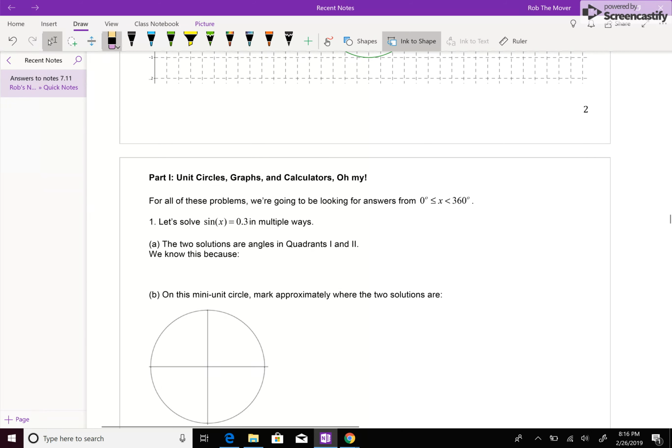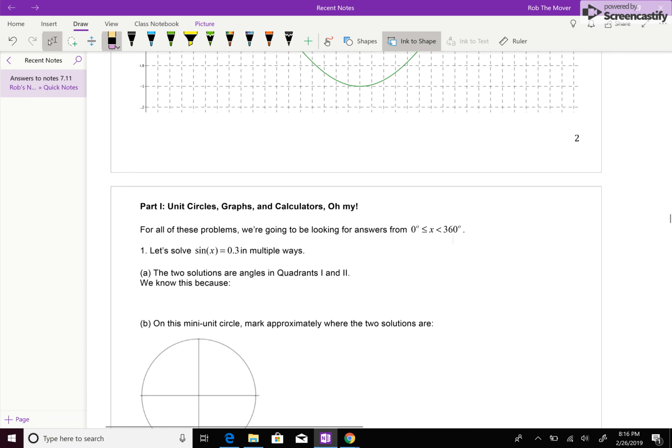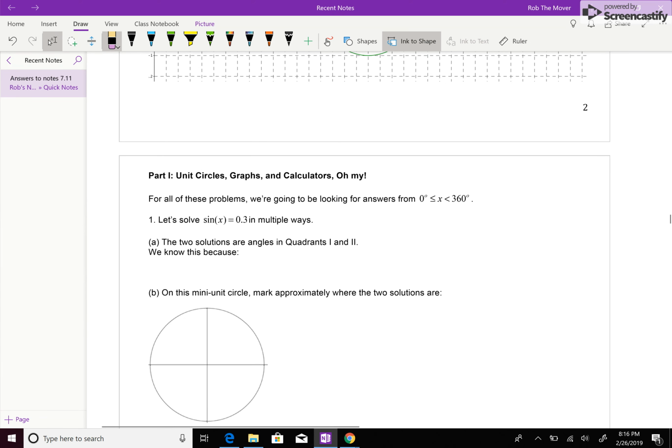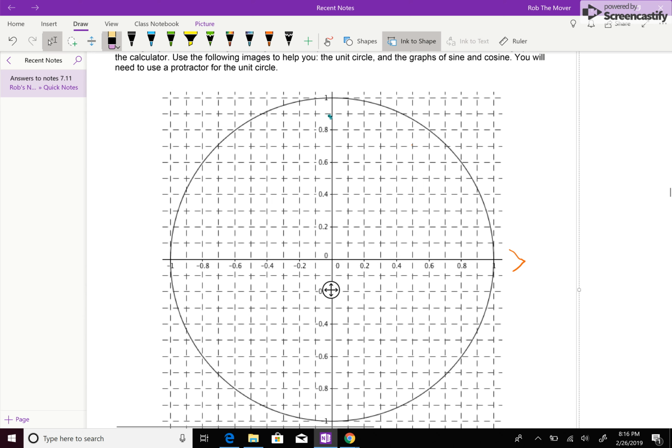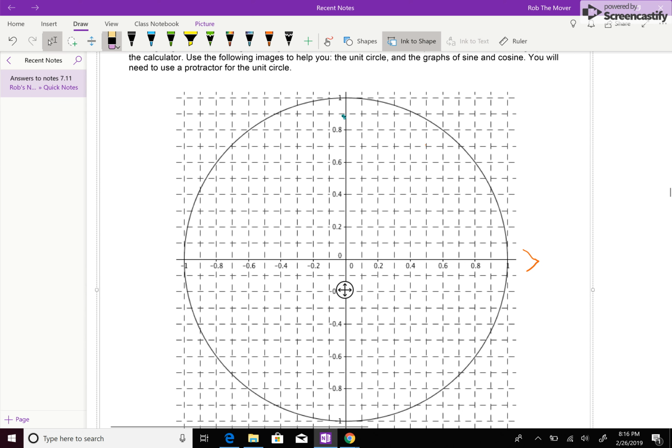Now, for these problems, we're kind of going backwards. I'm going to find all the places where the sine is equal to 0.3. And we're going to do it in different ways. So sine equal to 0.3 actually has two different places, right? So let's go back up here, and on our unit circle, let's find where the sine is 0.3.